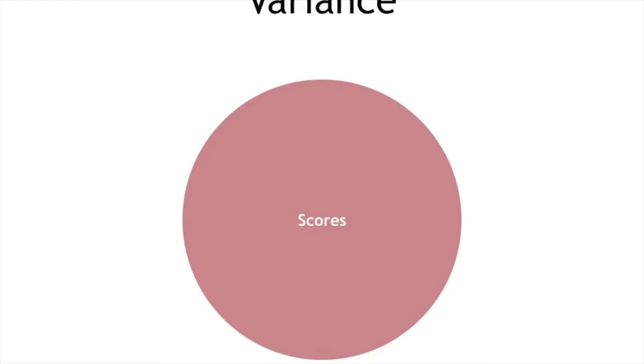Now I'm going to talk to you about variance, and you'll need to go back and remember what we've already learned about variance. Let's imagine I'm interested in the reading test scores for fourth graders. This circle represents all of the ways that we could explain the variance in those students' scores. Think of all the things that could be related to how well a student does on a reading test, whether they're above or below the mean.